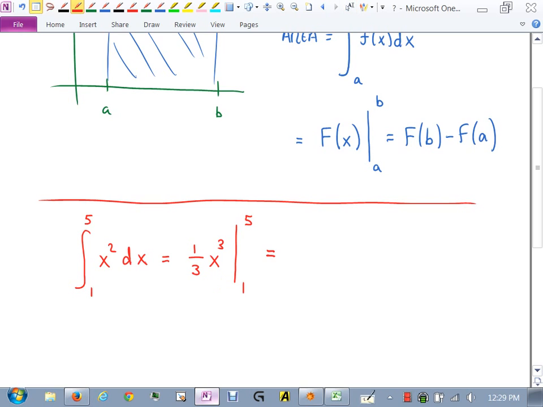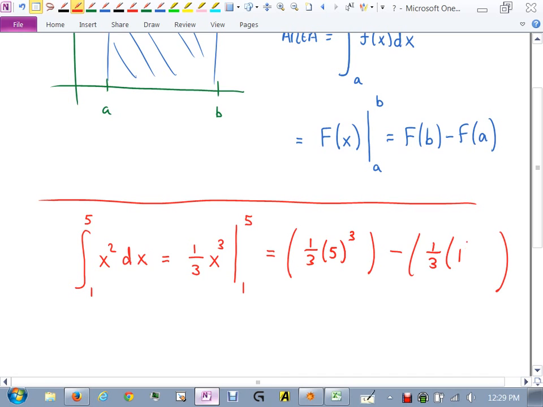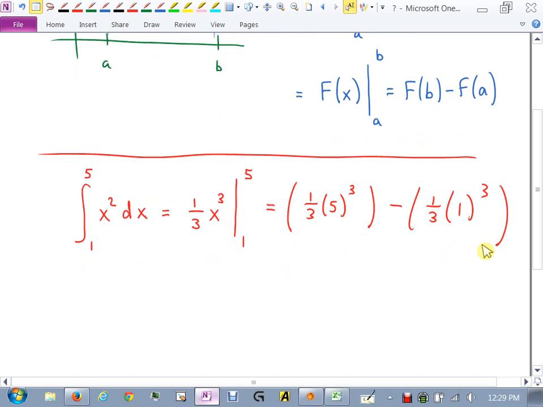This should equal, now, capital F of b, which means take this and plug in 5. I like to do two big sets of parentheses. The first one is going to be capital F of b, and this one is going to be capital F of a. So 1/3 times 5 cubed. The next one is going to be 1/3 times 1 cubed. What's 5 cubed?